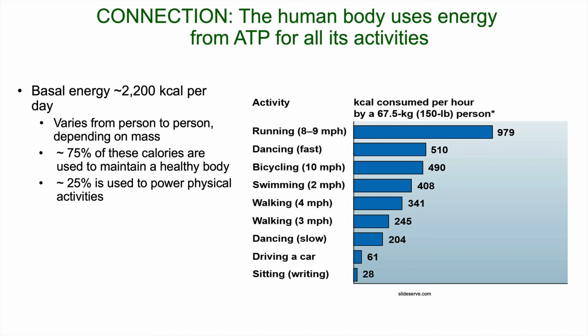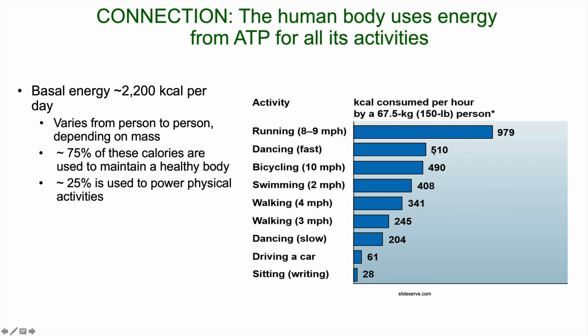So when you become active, and of course some of these, you're running 8 to 9 miles per hour. That's a pretty good jog. 10 miles per hour would be 6-minute miles. So 9 miles per hour is probably a 7-minute mile or something like that. That's pretty quick for a distance. You're using a lot of kilocalories per hour.